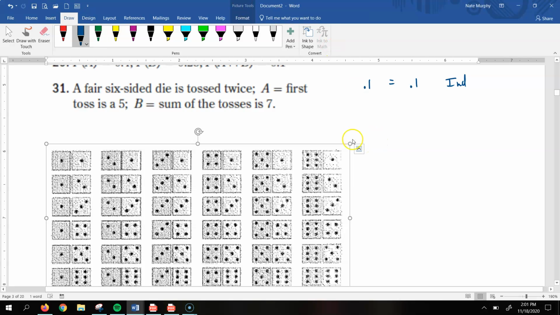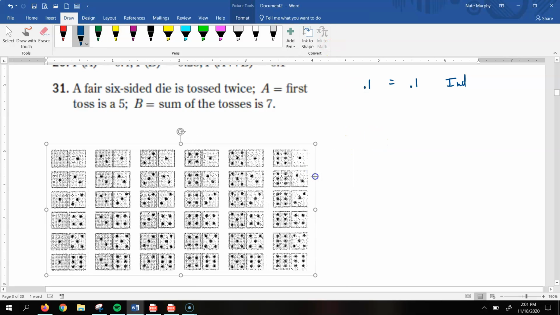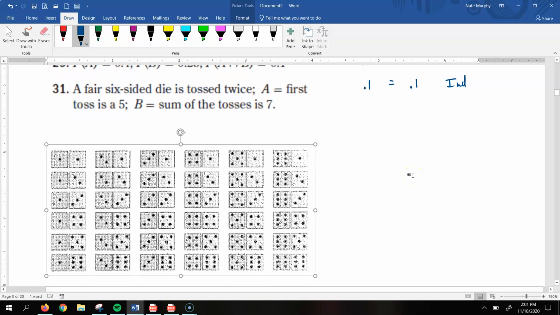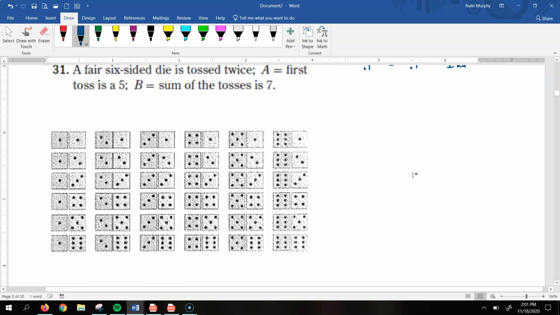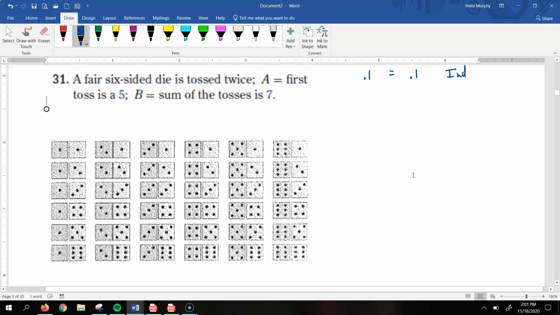So I'm just going to make this a little smaller so we can read it all in one spot here. Okay, so a fair six-sided die is tossed twice. In other words, we have our two dice. We'll say the first number represents the first toss, the second number represents the second toss. So event A is the first toss is a 5. Event B is the sum of the tosses is 7.